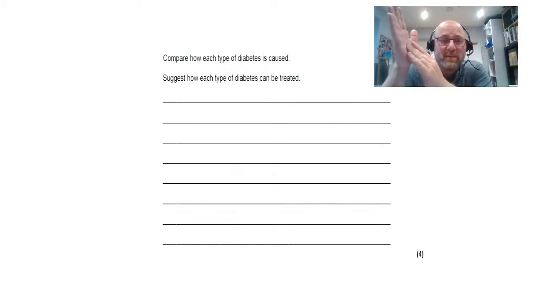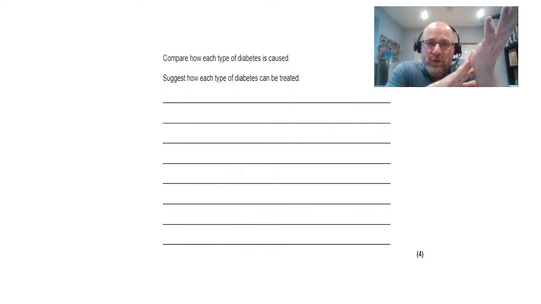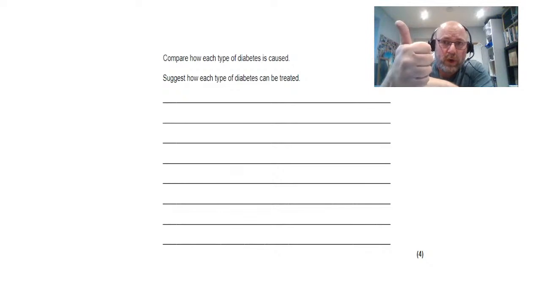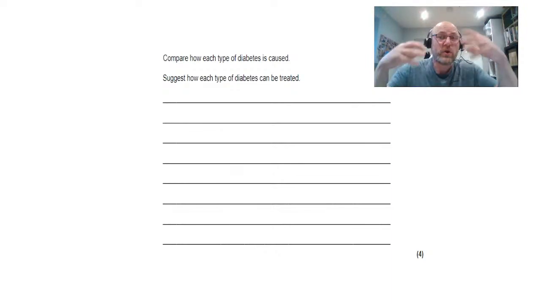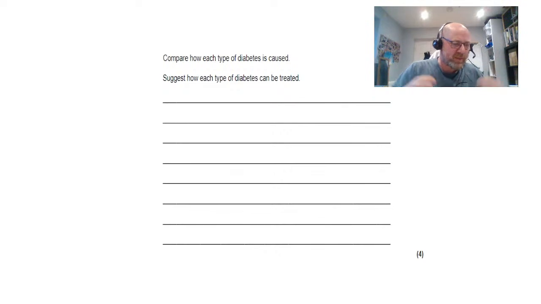Yeah, so first of all, what causes diabetes type 1 and what causes diabetes type 2? So type 1 is caused by the pancreas not producing insulin and you use insulin injections. Perfect answer, 2 marks. What about diabetes type 2?